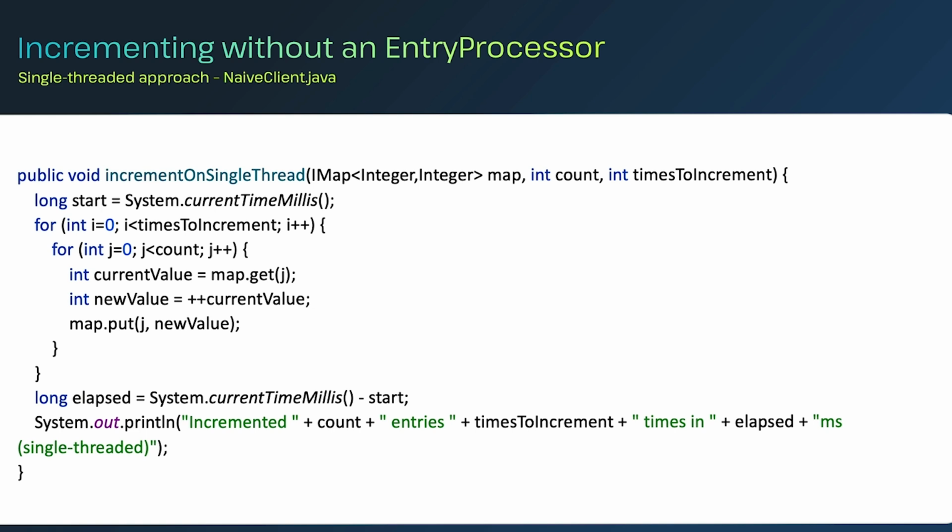Here's a first pass at writing what I call the naive client, the one that doesn't use an entry processor. We have an outer loop that runs timesToIncrement times, which is 10, and an inner loop that runs for the count of entries to process, which is 1,000. In the body of the inner loop, we simply get an entry from the map, increment it, and then write it back. If this was run against a local map, it would be very fast. I actually tried this, and it was a little over 300 milliseconds for the 10,000 operations.